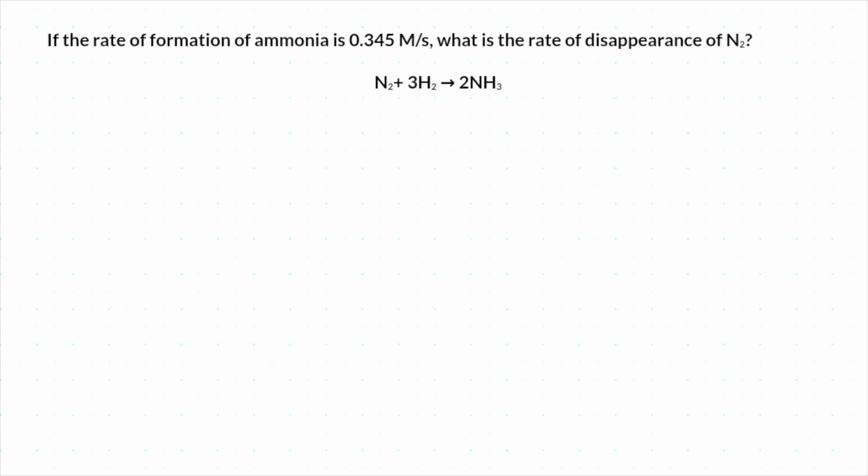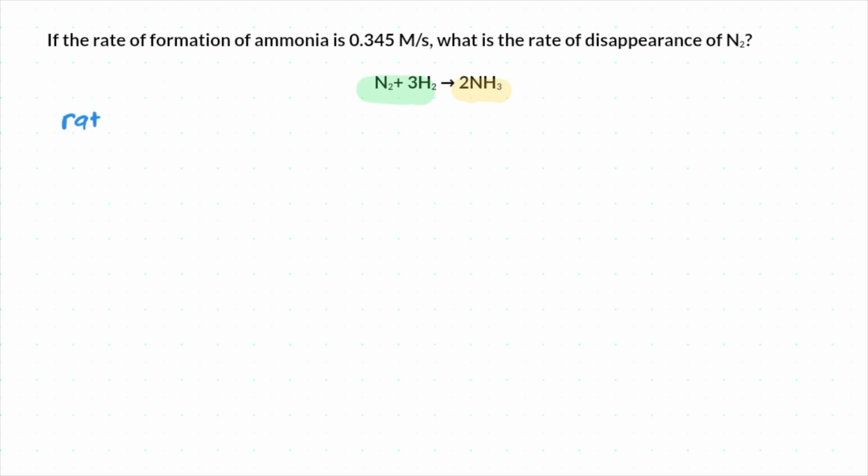Question number 3. If the rate of formation of ammonia is 0.345 molar per second, what is the rate of disappearance of nitrogen gas? This is a rather straightforward question. The first thing that we need to look at is the equation, and given to you is a balanced equation, so we just need to know that this part is the reactant and here is the product. So remember, at the reactant we need to have a negative sign, and at the product we will have the positive sign.